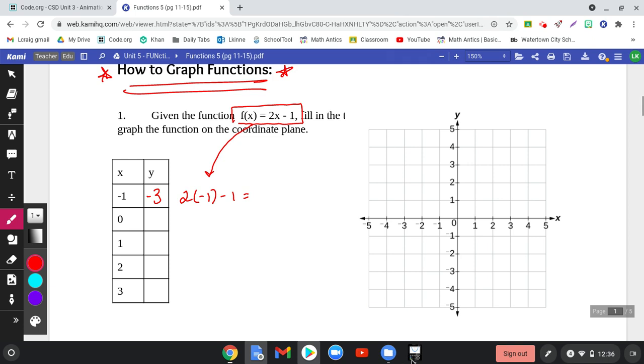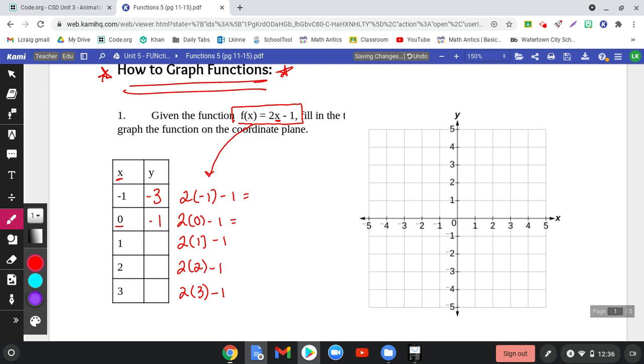So what I would suggest is using your graphing calculator. But if you don't have one, you can still do it. So let's look at the next one. Your input 0. So instead of x, we're going to input 0. 2 times 0 minus 1. That's -1. 2 times 1 minus 1. 2 times 2 minus 1. 2 times 3 minus 1.